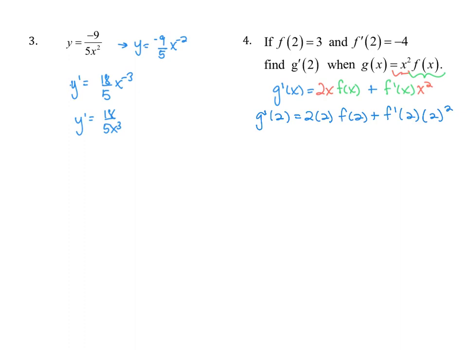So let's do the math that we can and substitute in with what we know from our problem. So we would get g prime of 2 would equal 4, and f of 2 we have up here is 3. So I'm going to multiply 4 times 3, plus the second part here says f prime of 2, and we have that information as well. So f prime of 2 would be negative 4 times 2 squared, which is 4. So g prime of 2 is equal to 12 minus 16, which would be negative 4. How'd you do?